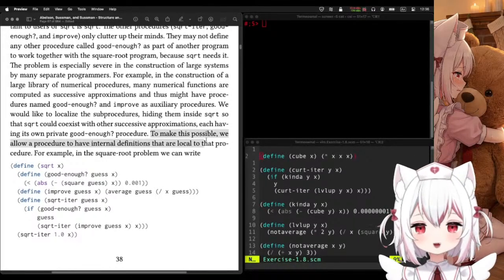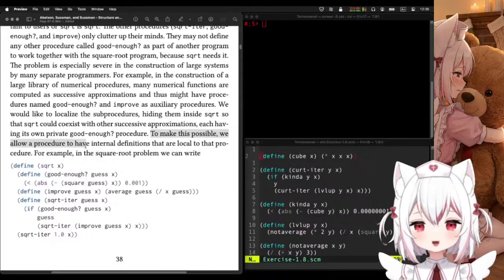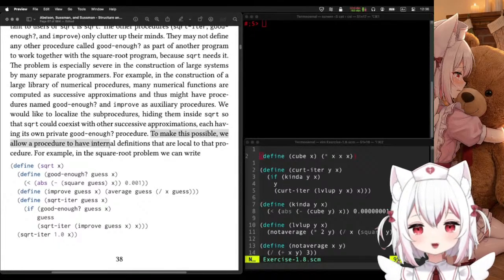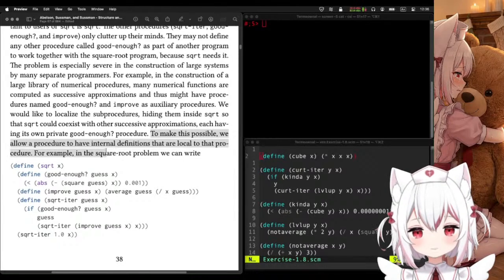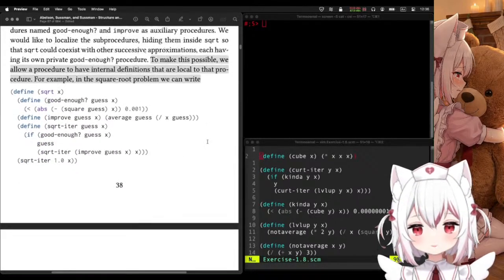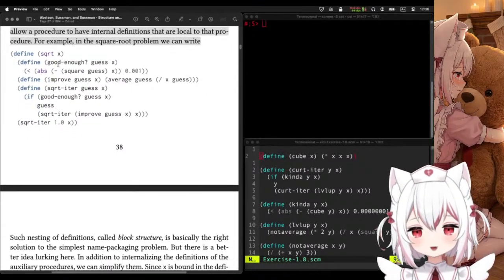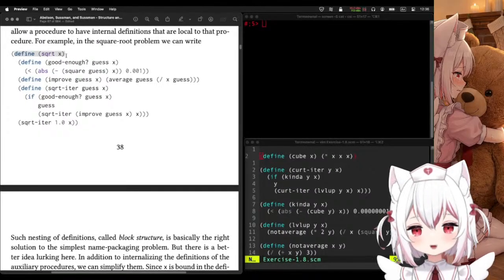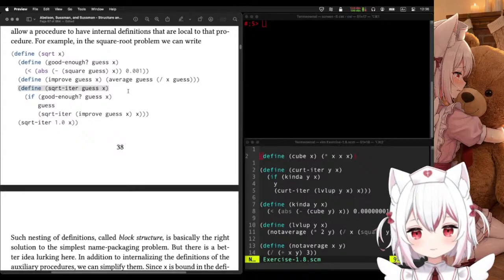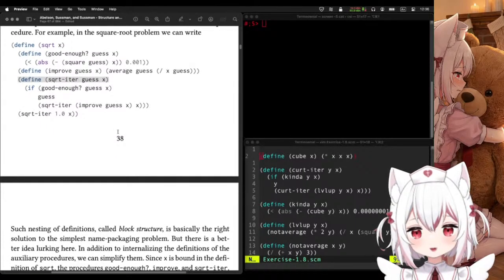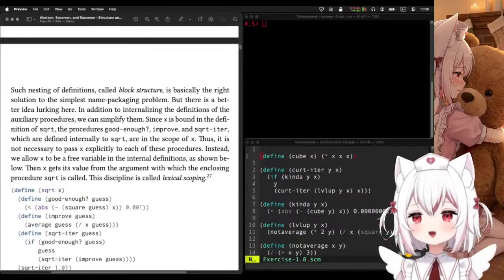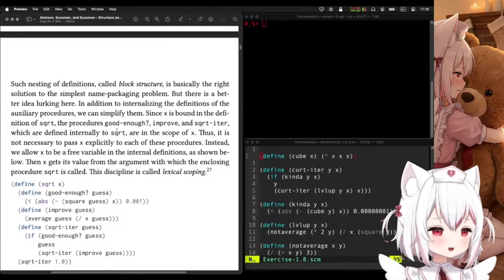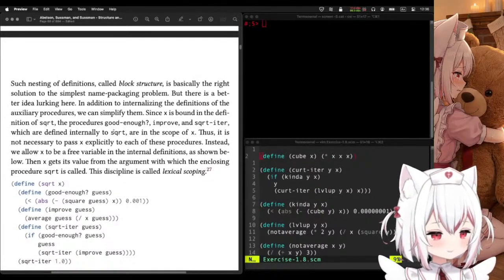To make this possible, we allow a procedure to have internal definitions that are local to that procedure. For example, in the square root problem, we can write define square root x, define good enough, improve, square root iterator, all inside. This is so cool.